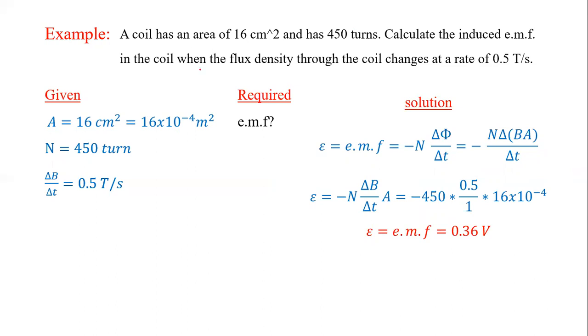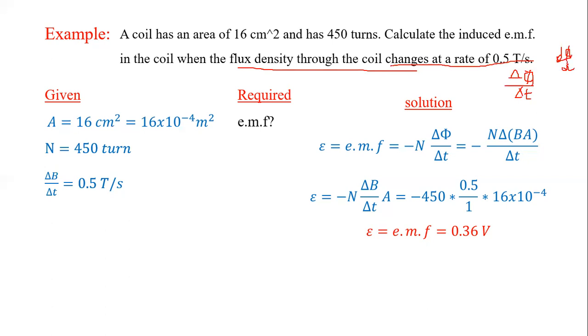emf in the coil when the flux density through the coil changes at the rate. When we say at the rate, it always means change in flux over change in t, that is, d phi over dt.